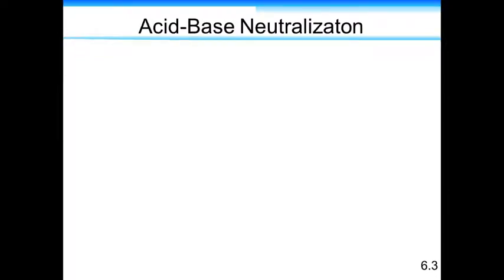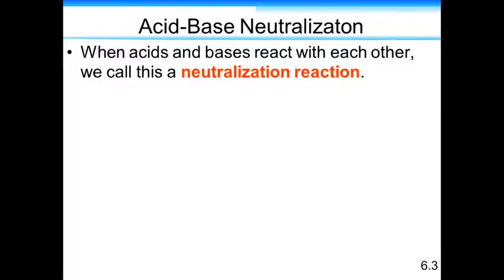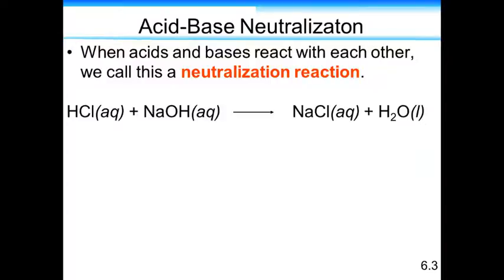Now let's talk about acid-base neutralization. When acids and bases react with each other, we call this a neutralization reaction. They will generally always form water upon neutralization and a salt, meaning a compound composed of the ions that did not react. An example of a strong acid and strong base reacting is hydrochloric acid and sodium hydroxide. They form water, and then the ions that do not react, the sodium and the chloride ion, are written side by side to balance the equation.